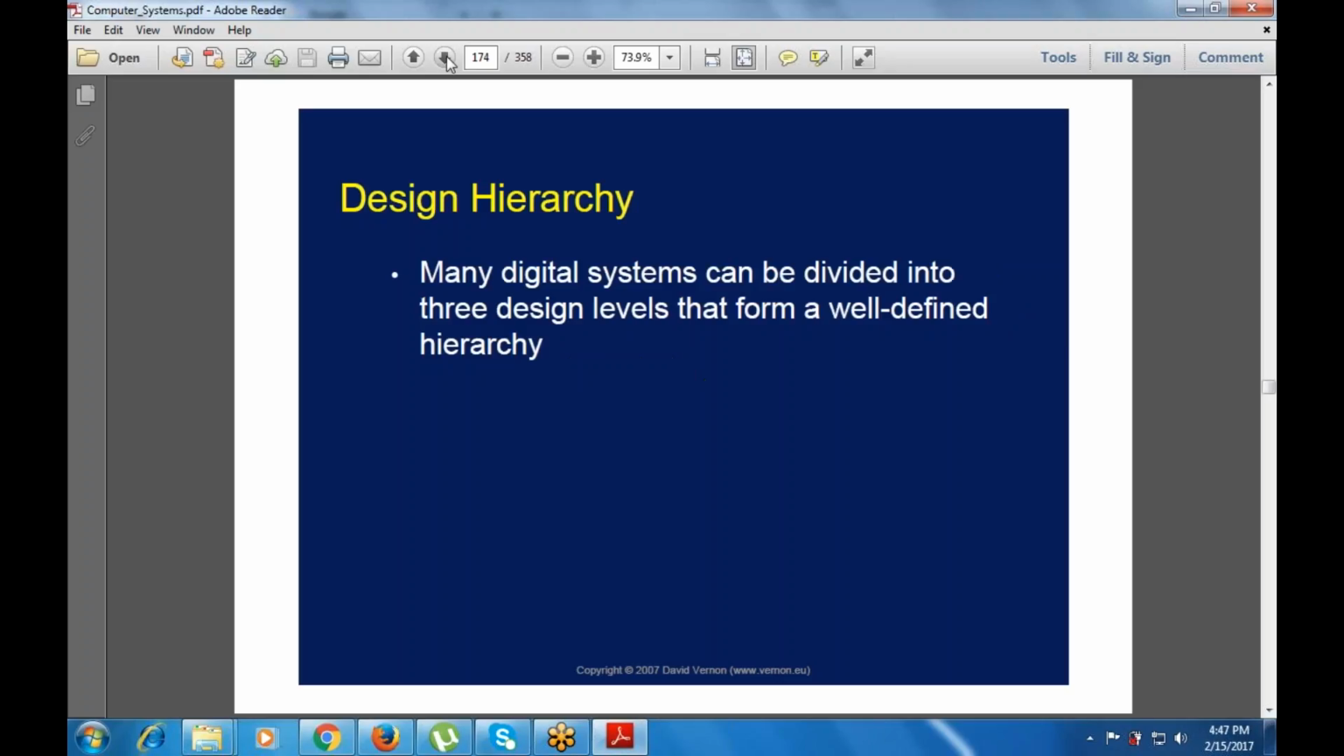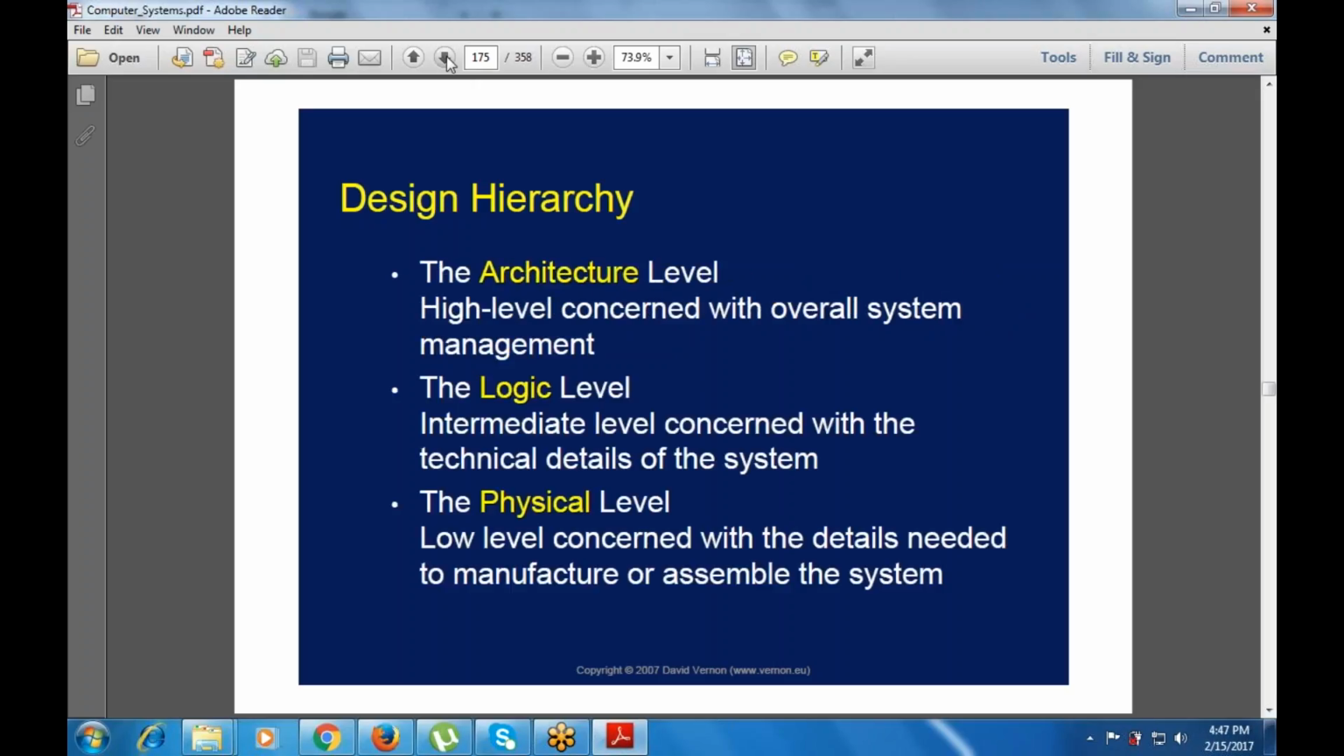The next is digital design. There's the design hierarchy. Many digital systems can be divided into 3 design levels that form a well-defined hierarchy. One is the architecture level, one is the logical level, one is the physical level. The architecture level is a high level concerned with overall system management. The logical level is an intermediate level that provides the technical details of the system. The physical level is the low level concerned with details needed to manufacture or assemble a system.